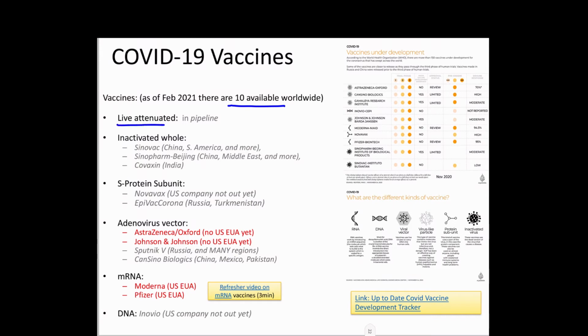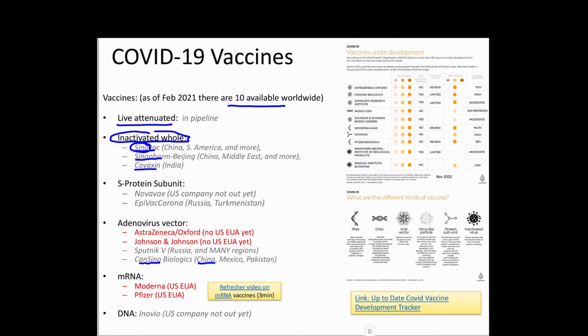So we have live attenuated vaccines that are in development, and we have 3 vaccines that are already out there that are inactivated whole vaccines. We've got Sinovac, Sinopharm, and Covaxin. So those are the major vaccines that are being used in China and in India. A little name recognition tip is that Sino is a prefix that means China or Chinese. So any of these vaccines that have Sino in them, Sinovac, Sinopharm, and CanSino, you already know that those were developed in China.